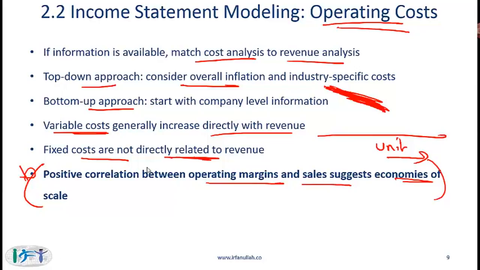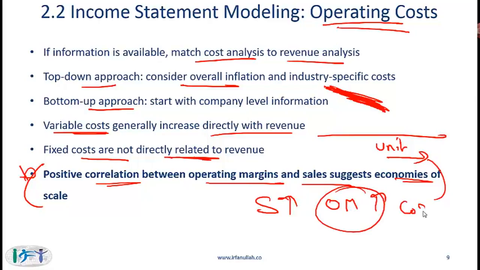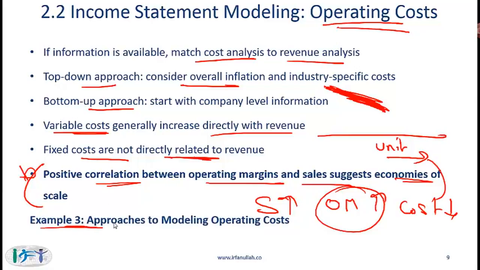And what does that mean? A positive correlation means that as sales are going up, the operating profit margin is also going up. Operating margins going up means the cost per unit is coming down, right? So if you see this positive correlation, then you can say that, okay, there is economies of scale going on over here.